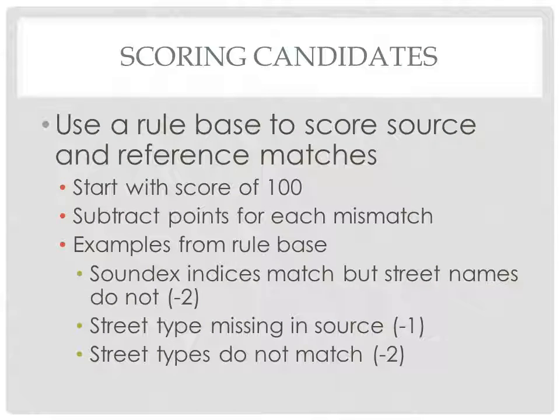Candidate scoring uses a rule base to score source and reference matches. A perfect score is a score of 100. Points are subtracted for each mismatch. And the examples would be a soundex indices match but street names do not match would be -2 points. A street type missing in the source would be -1. Street types do not match -2. This is a way of allowing for data to be scored so it does not entirely come up with a mismatch if it's missing one simple part or if there's a simple error that could then be corrected.